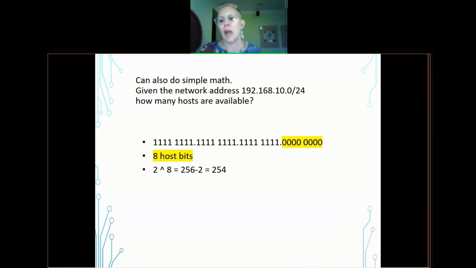Everybody answer in the chat box. Why do I always have to subtract 2 from the total number of addresses? There we go. Yeah, 1 is the broadcast and 1 is the network. So I always have to subtract 2.